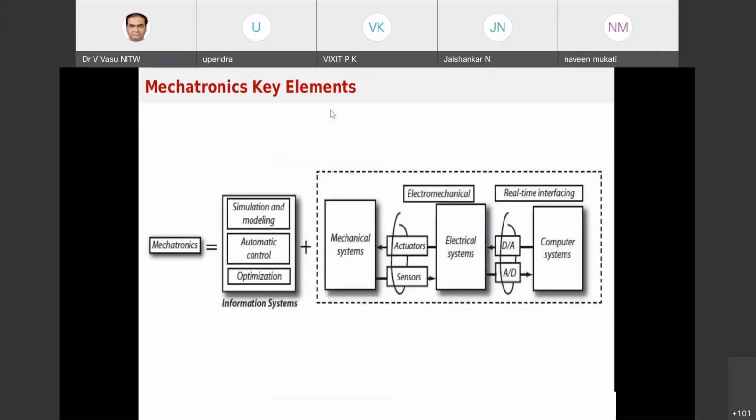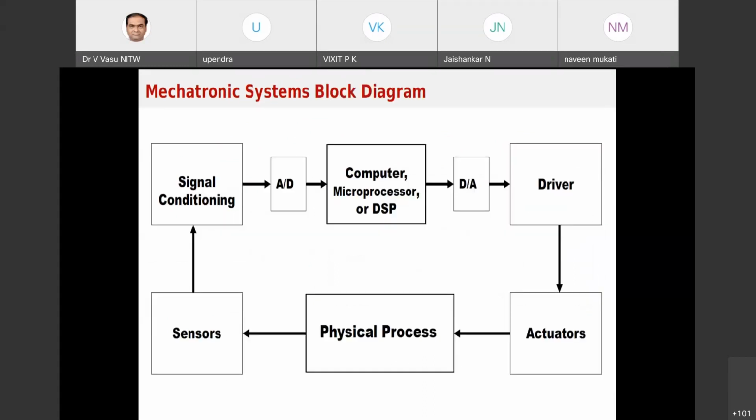Okay, so these are the basic key elements which we are going to use in the mechatronic system. Mechatronics is considered as simulation and modeling, automatic control and optimization, plus mechatronic systems, electrical systems and computer systems. This is going to be explained by Palani sir. I do not want to go deeper into this one, so I will skip it.